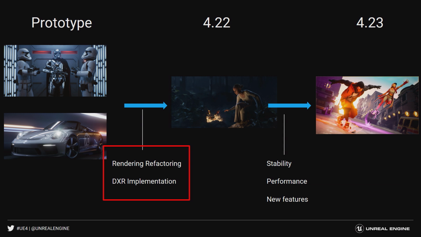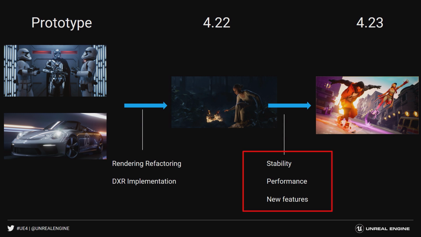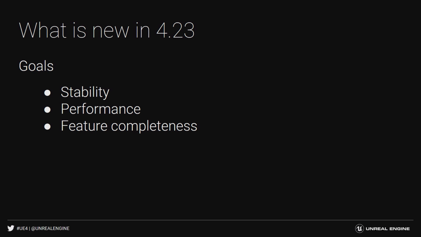Well, that together with other major optimizations made it possible that we reach the performance that Troll has. And after that, what we have done from 422 to 423 is to make that technology more stable, to keep working on performance, and to add new features that were missing in 422. Let's look into what we have been working at in the last month since we released 422 till today.